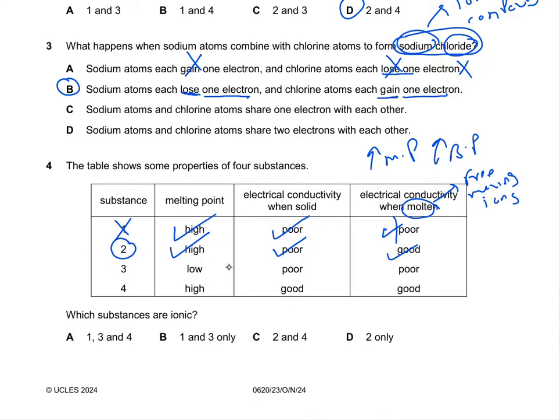Substance 3. It has a low melting point. Of course, 3 is not an ionic compound, as ionic compounds have a high melting point. Substance 4. It has a high melting point. Okay, that's true. It conducts when solid. That's not true. Ionic compounds conduct only when molten. So 4 is wrong. So the answer is 2 only, so it's D.